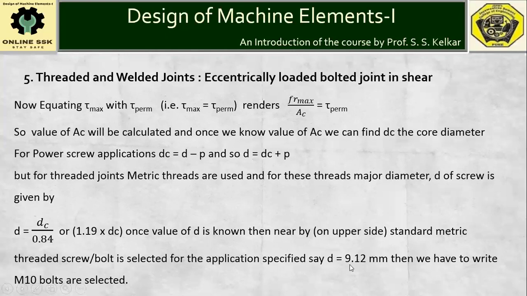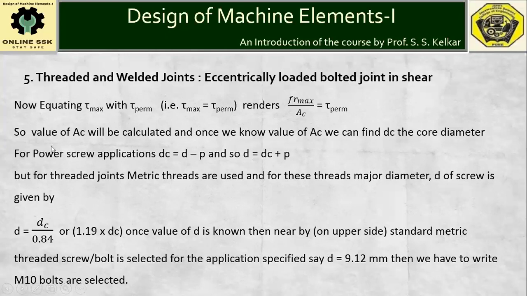Suppose D is 18.75, then we have to select M20 bolts like this. Now here one point to be noted, just observe or note the difference while calculating the value of D.